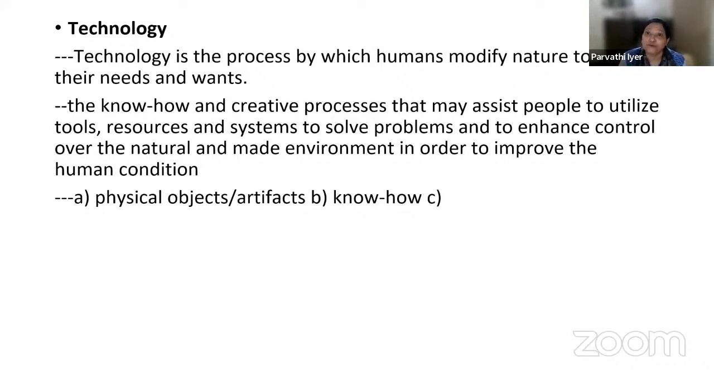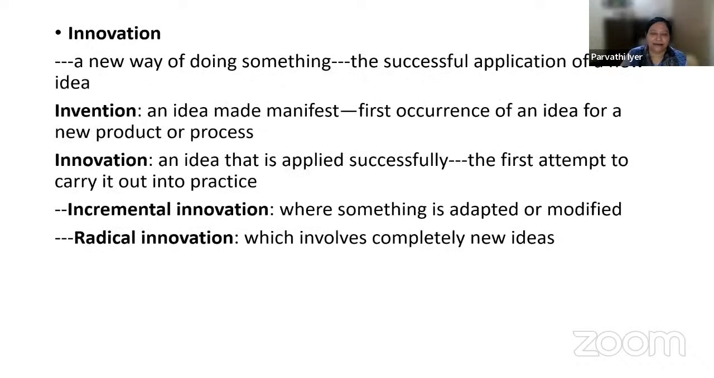And this is a social process, because science and technology also happen within a social context. So this is one way of understanding technology. In fact, this definition of technology, that is, the know-how and creative processes that assist people to utilize tools, resources, and systems to solve problems and enhance control over the natural and man-made environment in order to improve the human condition, is a definition given by the OECD. So this is a standard definition.